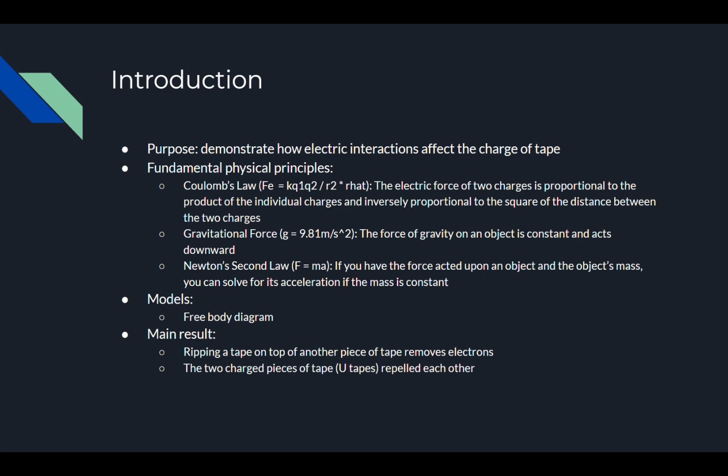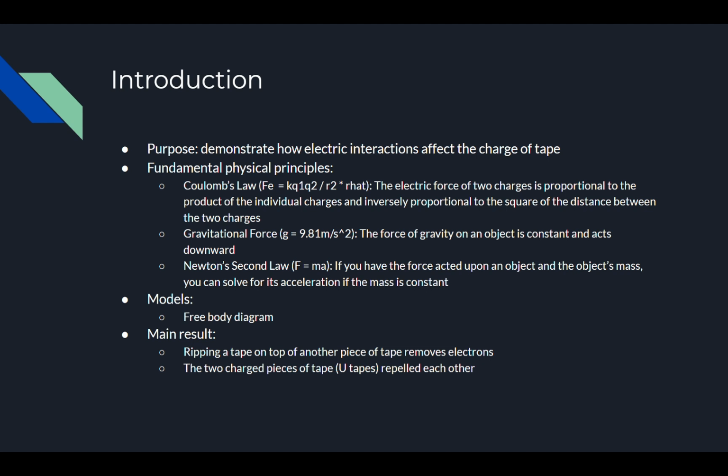And gravitational force, g equals 9.81 meters per second squared, is the force of gravity on an object that is constant and acts downward. And then there's Newton's second law, force equals mass times acceleration, where if you have the force acted upon an object and the object's mass, you can solve for its acceleration if the mass is constant.